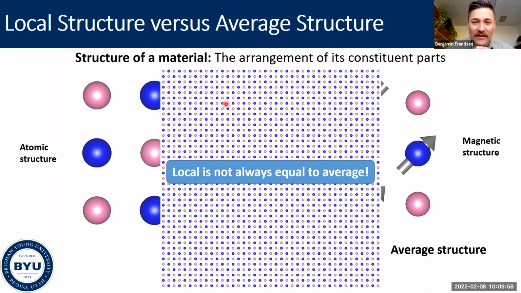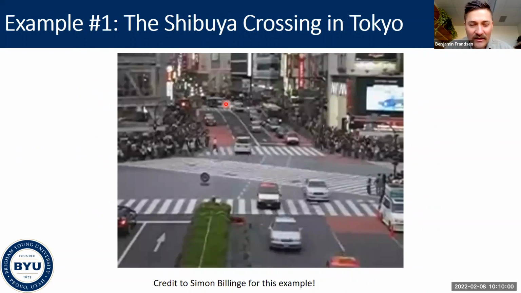There's an example I like to share to demonstrate this, and credit to my PhD advisor, Simon Billinge, for this example. This is a video of the Shibuya intersection in Tokyo. This is branded as the world's busiest pedestrian intersection. And I'm just going to play this video here.